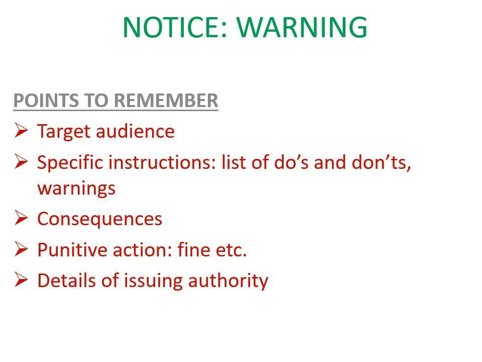Next type of notice is based on warning or instruction. The points we should remember while writing such notices are that we should mention the target audience and some specific instruction. If we have, then we should mention in the notice do's and don'ts or warnings, consequences, punitive action, or a fine if it is there. Then details of the issuing authority should be mentioned in a notice.